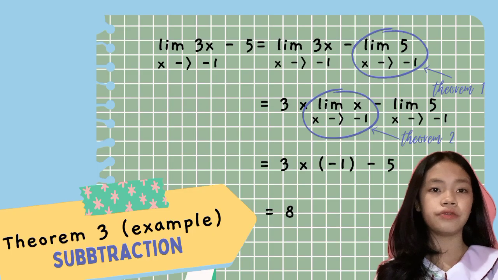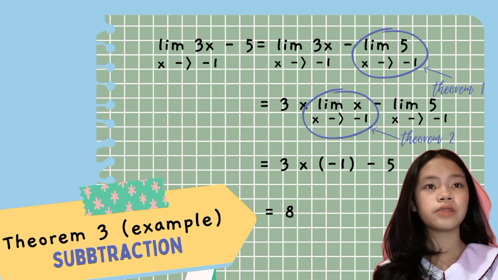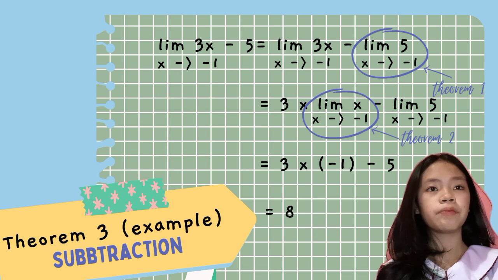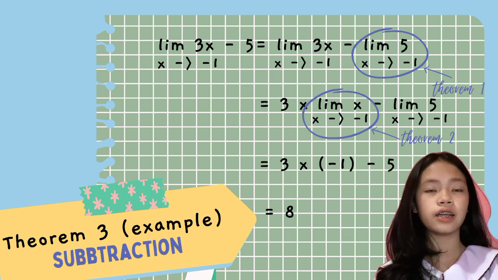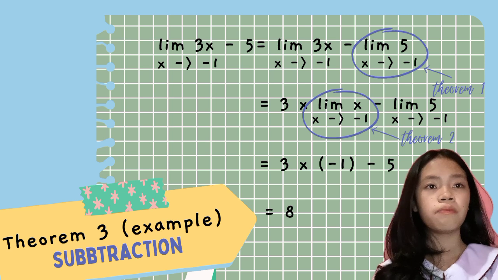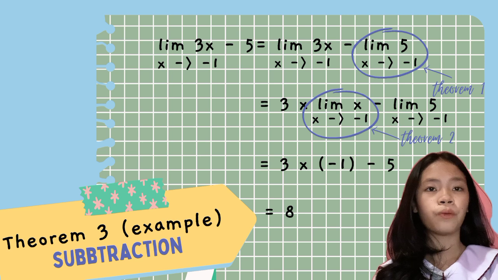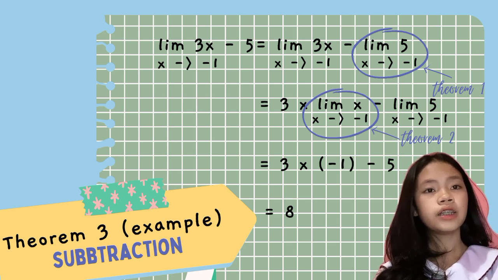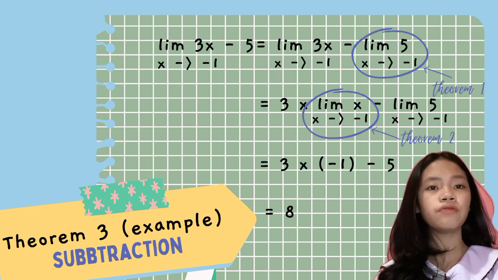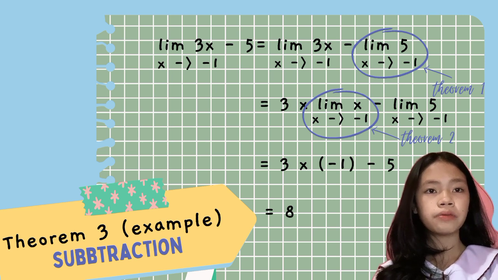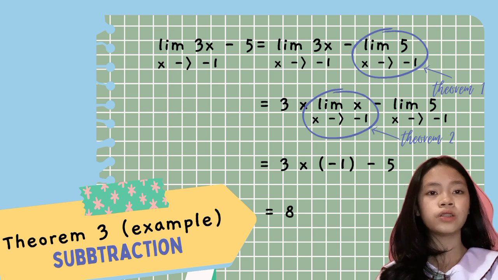So now let's use the difference. We have the limit of 3x minus 5 as x approaches negative 1. Applying our theorem, that is equal to the limit of 3x as x approaches negative 1 minus the limit of 5. Next step, we have 3 times the limit of x as x approaches negative 1 minus, we need to use Theorem 1, that is equal to our constant, which is 5. Now we have 3 times, using Theorem 2, negative 1 minus 5. So 3 times negative 1 minus 5 is equal to negative 8.